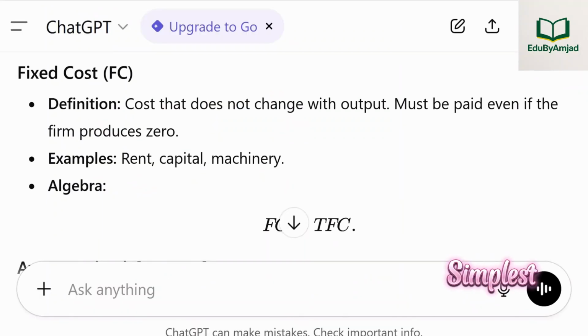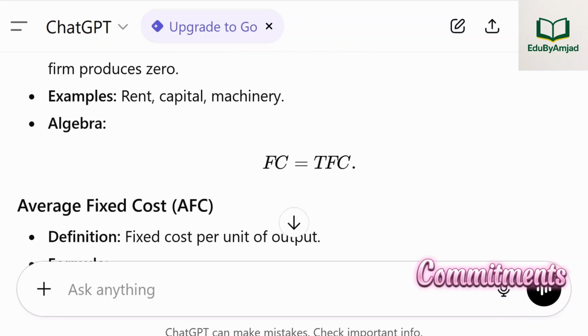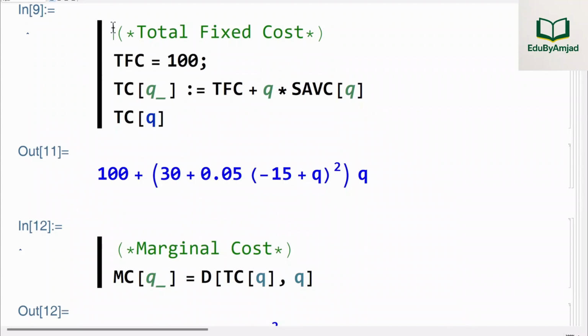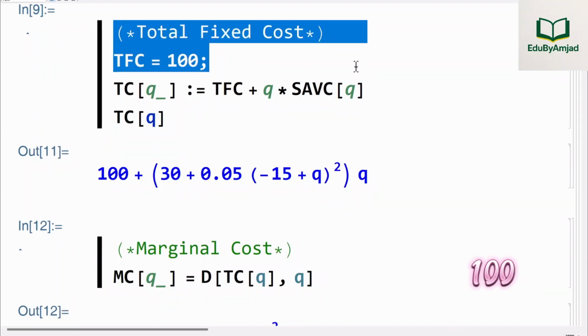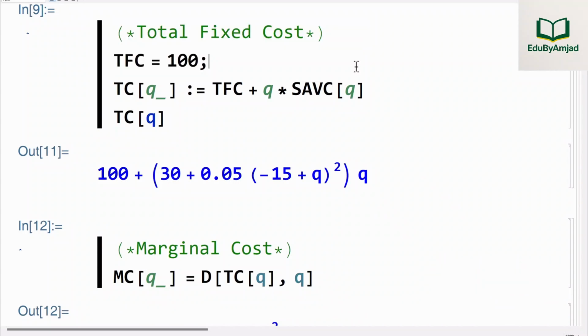Let's begin with the simplest building block of all cost curves, fixed cost. Fixed cost is the cost a firm must pay even if it produces nothing. It does not change with output. Think of machinery, rent, or long-term capital commitments. These costs exist whether the firm produces 0 units or 1,000. In our numerical example, we assume total fixed cost of 100 units of currency.